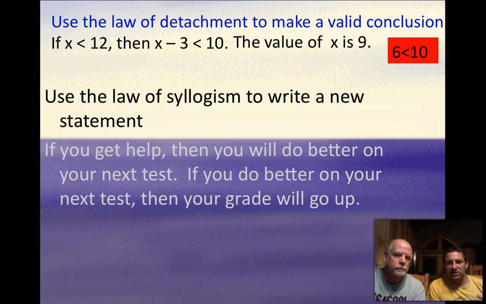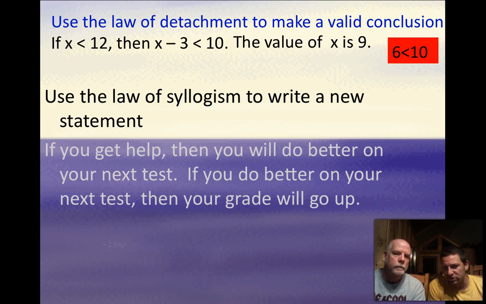The idea, guys, is remember with the law of syllogism, we're looking for what he always called the middleman. The middleman is the guy that's helping both parties. If you eliminate the middleman, then all you have left is the two parties that really need to speak to one another, or the two things that need to come together. So if you look at this again, it says if you get help, then you will do better on your next test. If you do better on your next test, then your grade will go up.